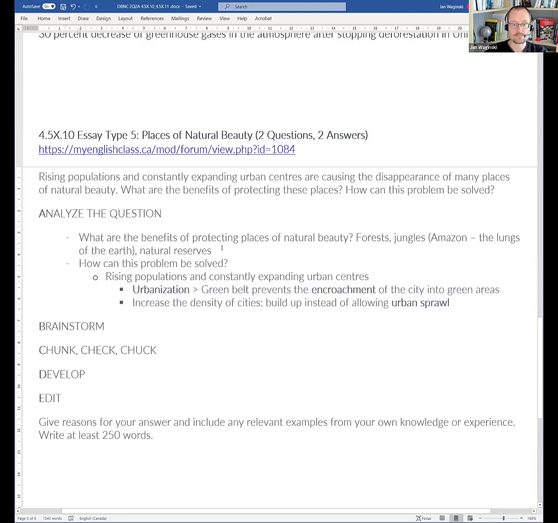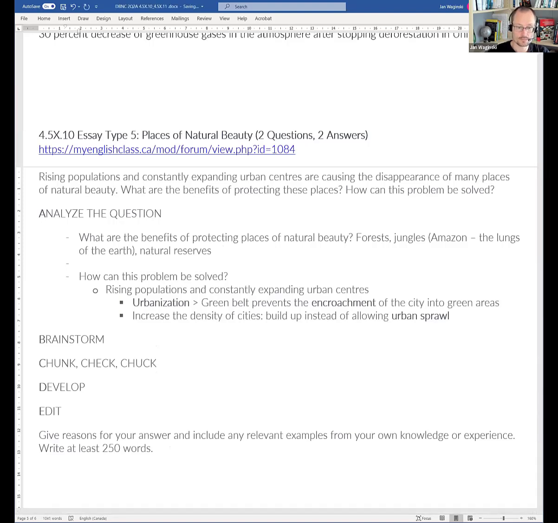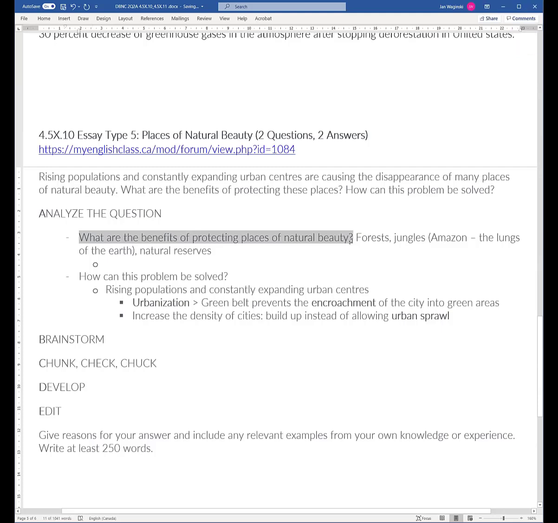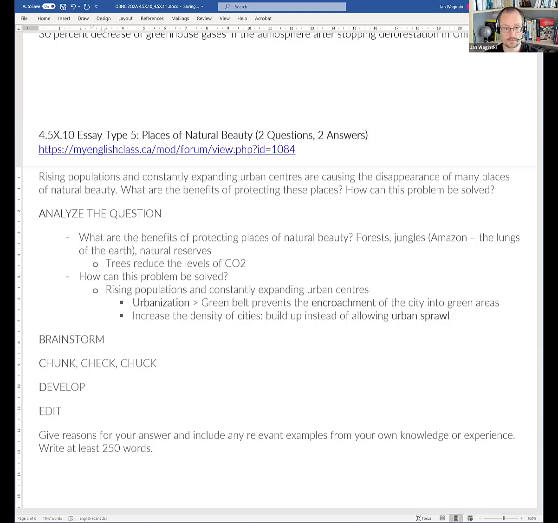Now, let's talk about the benefits of protecting places of natural beauty. This should be pretty easy. What's one benefit? Well, the first question is, what are the benefits of protecting places of natural beauty? Okay, reducing the level of CO2 gas, and produce oxygen. That's it.